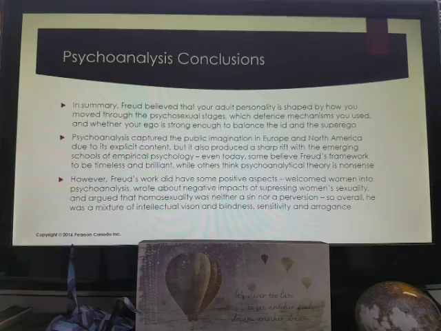And he also argued that homosexuality was neither a sin nor a perversion, which was, again, very controversial at the time, when people used to actually think that homosexuality was a mental illness. So for him to be making these types of claims was well before his time, but he definitely did have some of those positive aspects to his research as well. Overall, we would say that he was a mixture of intellectual vision and blindness. In some respects, he was ahead of his time and did have some interesting conclusions. In other respects, a lot of his conclusions were complete nonsense and had no empirical support.